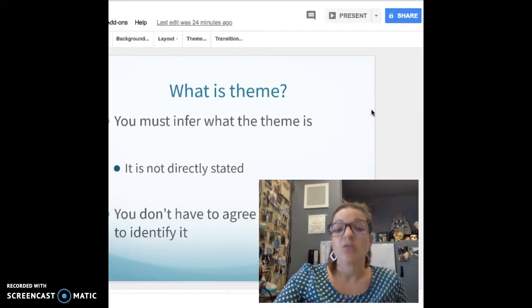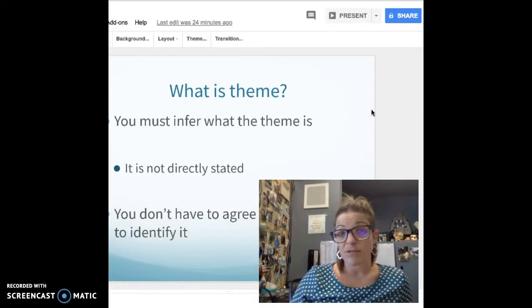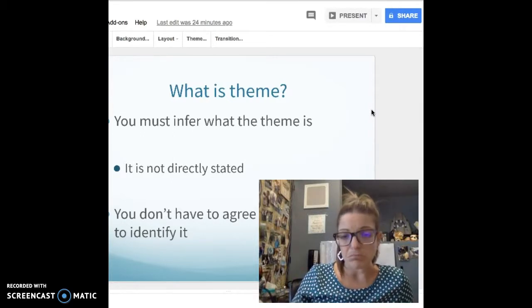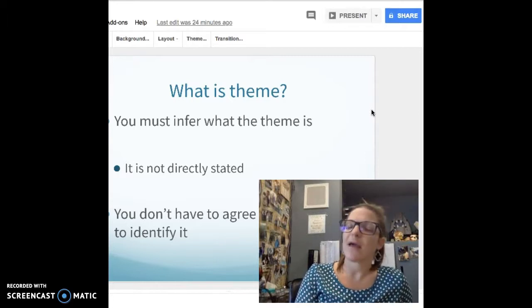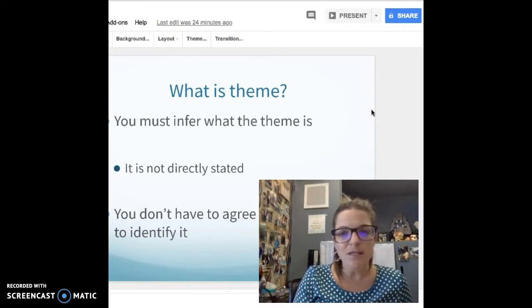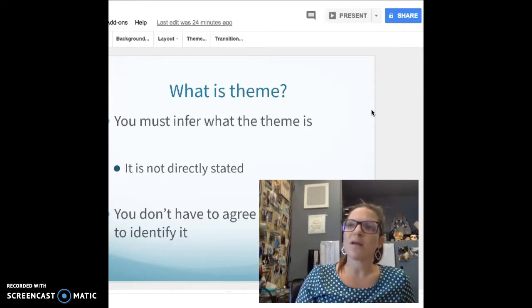Okay, so with theme in literature, the author's not going to say the theme of this book is. Okay, you kind of have to infer, make an inference, and you have to use your context clues to figure out what they are trying to teach me when I read that chapter? What are they trying to teach me by this event that took place with the main character?